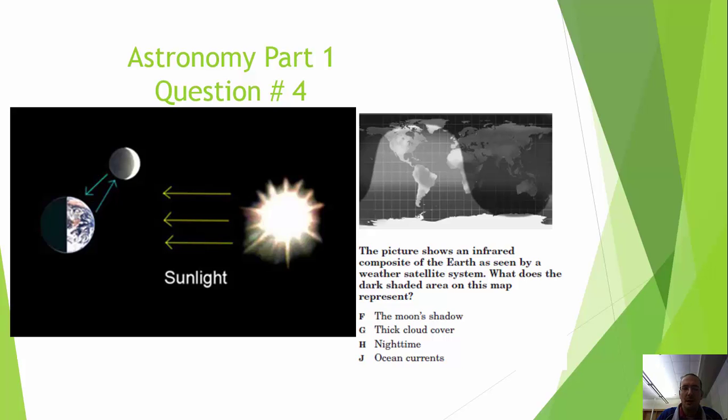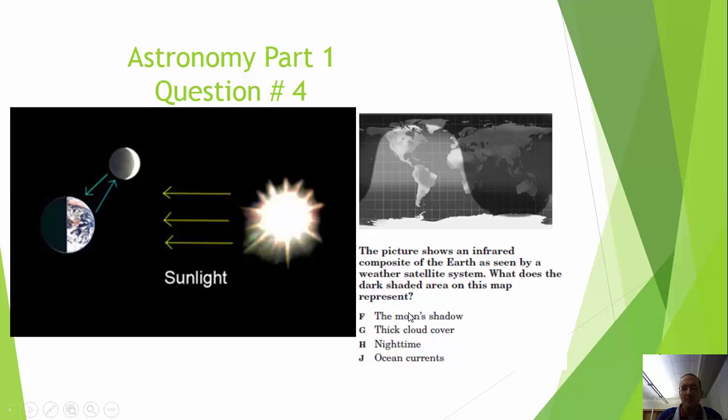The picture shows an infrared composite of the Earth as seen by a weather satellite system. What does the dark shaded area of the map represent? In order to look at this, first of all, infrared is going to represent heat signature. So let's look at this picture over here to answer some of these basic questions. First of all, objects in the solar system are going to be lit up by the sun by a total of 50%. Even though we're only seeing a small portion of the moon right here in a crescent form, it's still being lit up by a total of 50%. This is just our appearance. Now, let's look at the moon. This is our moon right here.